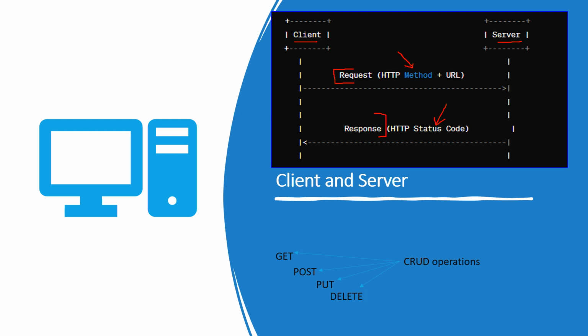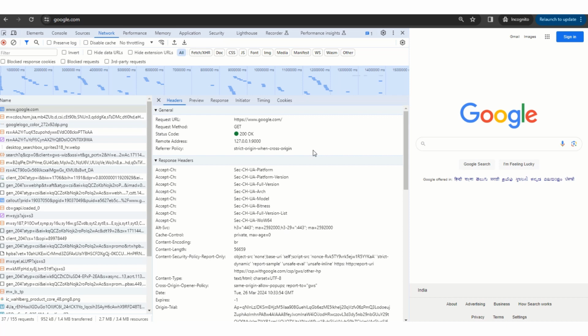HTTP defines methods, which are nothing but a specific action to be performed on a particular resource. Very common HTTP methods are GET, POST, PUT, DELETE. Sometimes you can refer to these as CRUD operations. You can do more research.